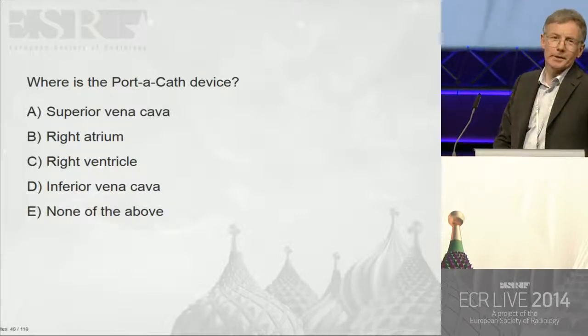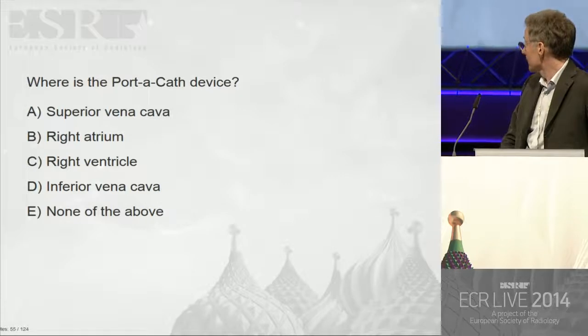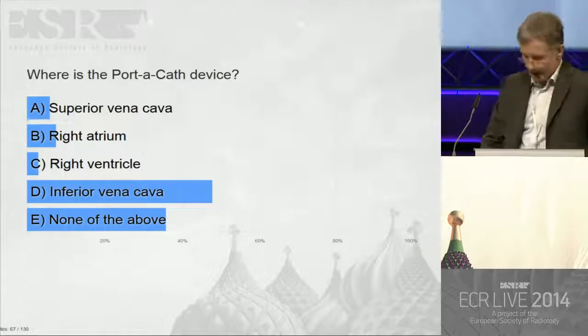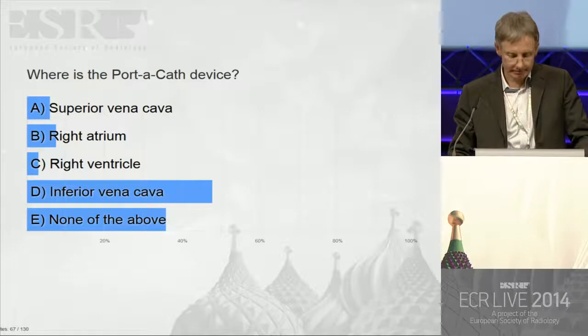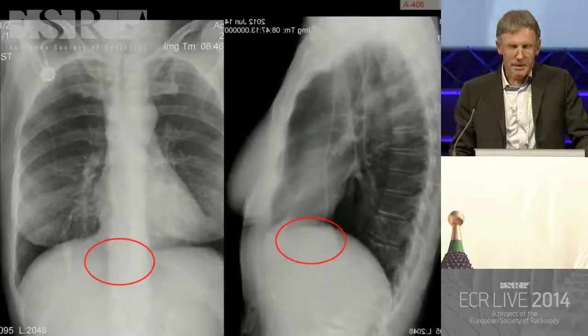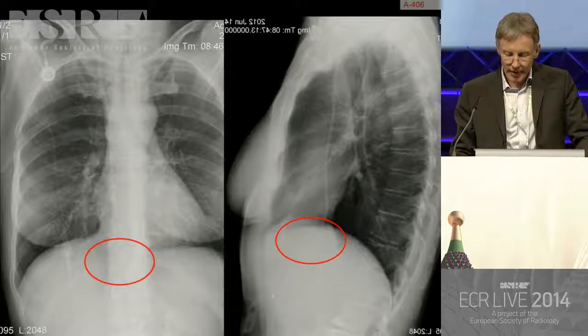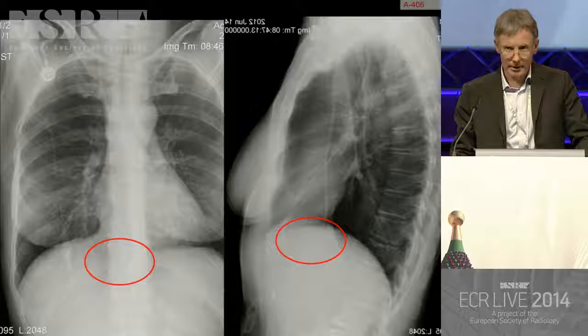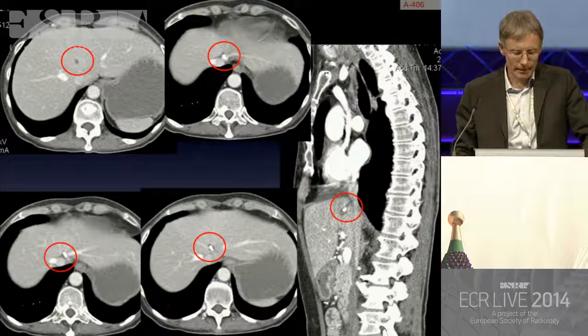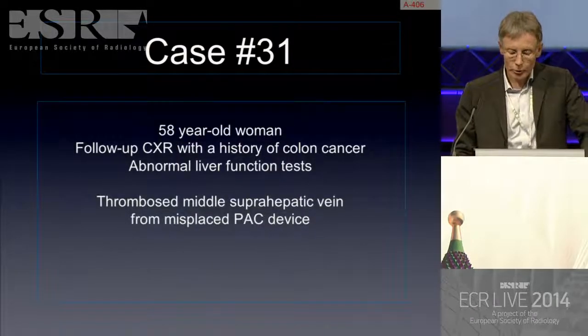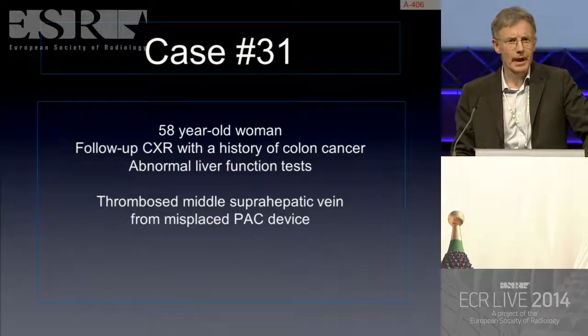So you can show me the answers. This isn't very important at this stage. Inferior vena cava. Well, if you look at the X-ray carefully, it's a little bit further down. It's in the midline, which is good, but it has moved anteriorly below the diaphragm. So below the diaphragm is not good, and anteriorly is even worse. And where is this situated? Well, it's in the middle suprahepatic vein with thrombosis around the tip of the catheter. So a thrombosed middle suprahepatic vein from a misplaced PAC device.